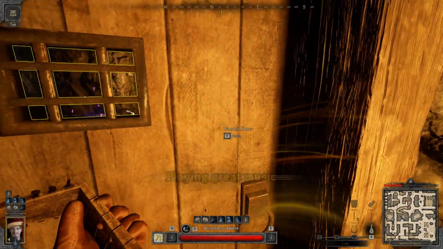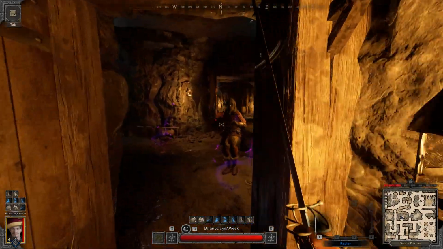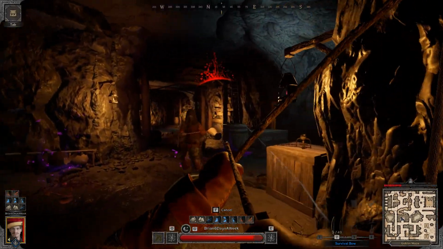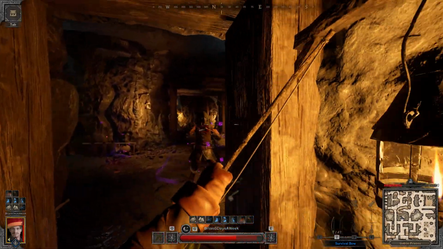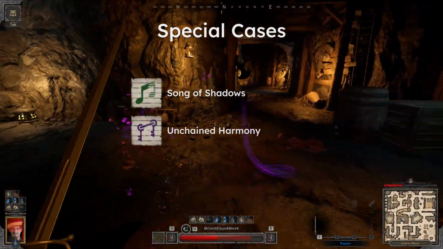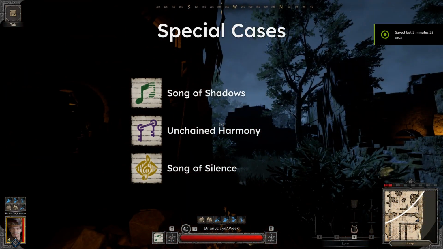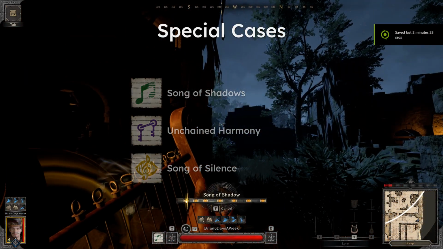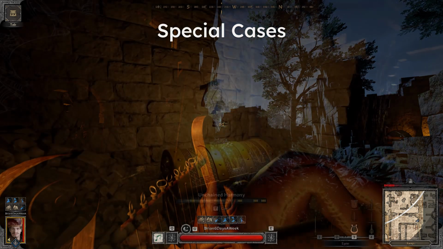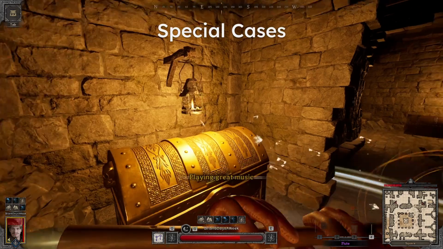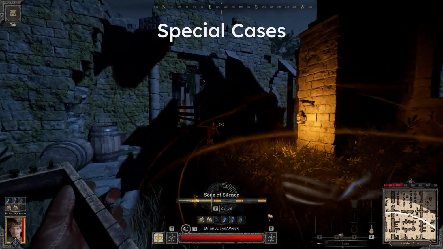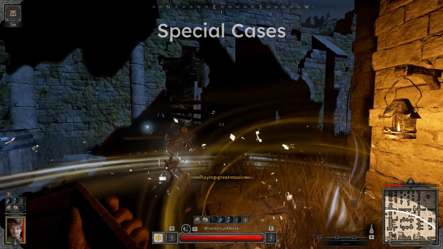Now, if you do play a lot of Bard, you'd have noticed that there are 3 songs that haven't appeared at all in this video, as they do not seem to scale with any Bard specific attributes, except for playing speed of course. They are the Song of Shadow, Unchained Harmony, and Song of Silence. Song of Shadow will always have the base invisibility duration of 35 seconds, which I'm guessing is a balancing change. Unchained Harmony just unlocks things, so no actual player effects here. And Song of Silence may be bugged, since it doesn't seem to be acting how it's described.